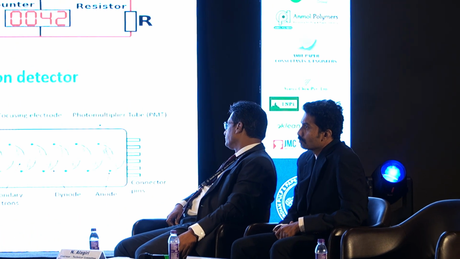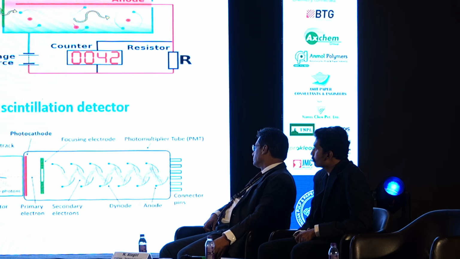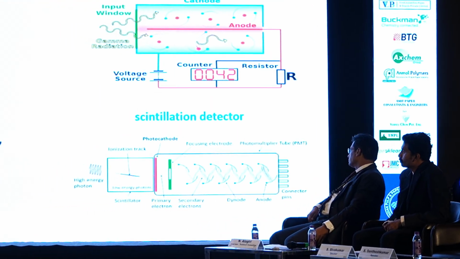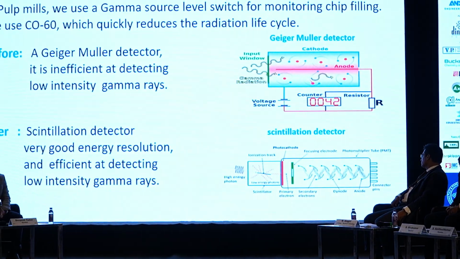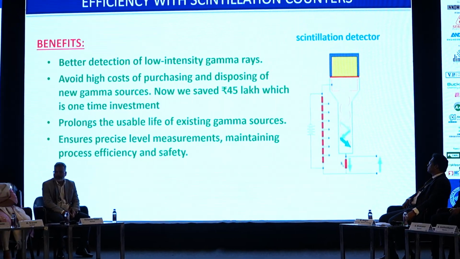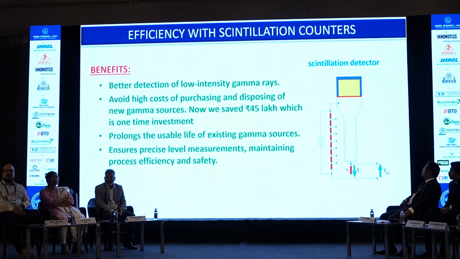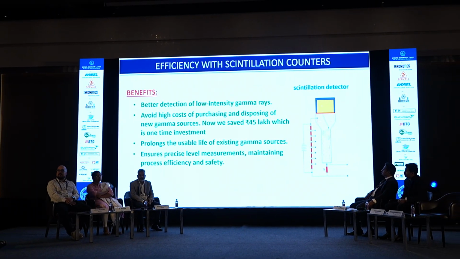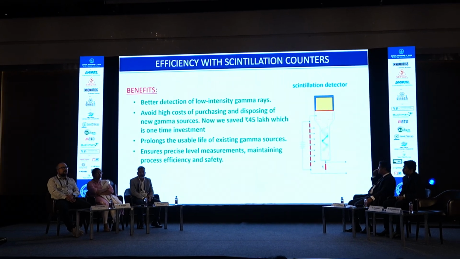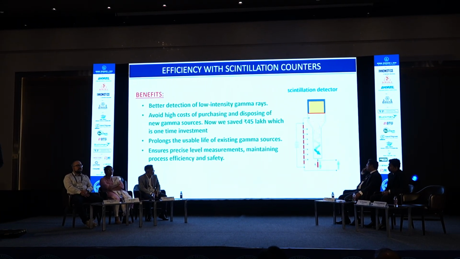What is the principle of the scintillation counter? When radiation is emitted and a pulse is received by the detector, it is multiplied by the photomultiplier and emits photons as light signals. So we can use the scintillation counter for low intensity rays. The benefit here is that detection works at low intensity. We have saved up to 45 lakhs of one-time investment with the procurement of the scintillation detector, without procuring a new gamma source.